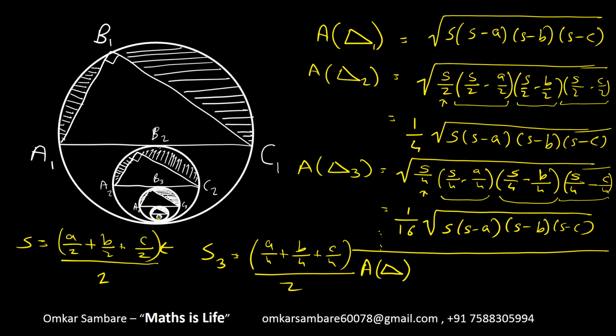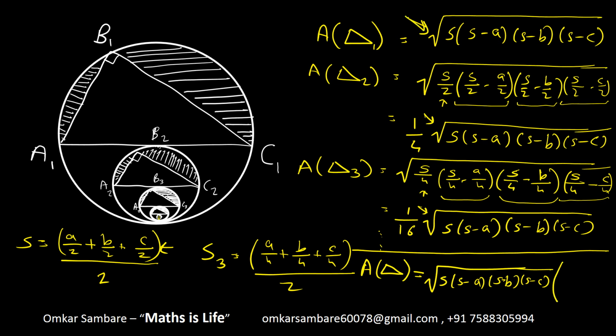We have to subtract that, but we need their addition also. So area of those triangles, the required triangles. So how can we get the addition? You can see this square root part is common for everything. So we can take that part as it is, under the square root, s into (s minus a) into (s minus b) into (s minus c), and we will multiply that by the remaining part.